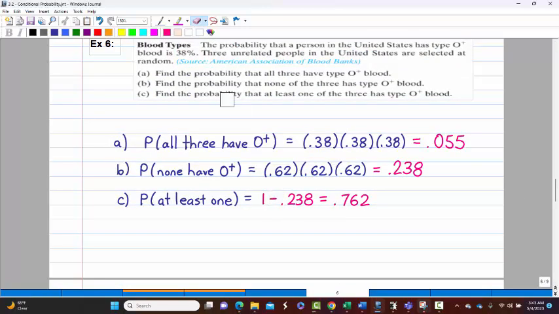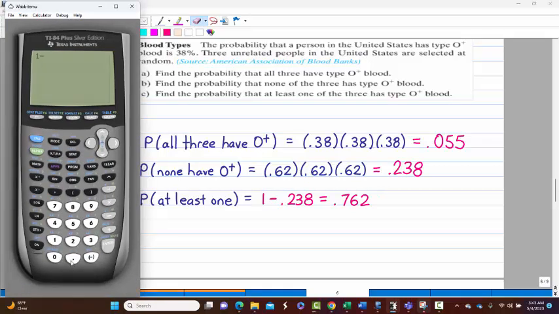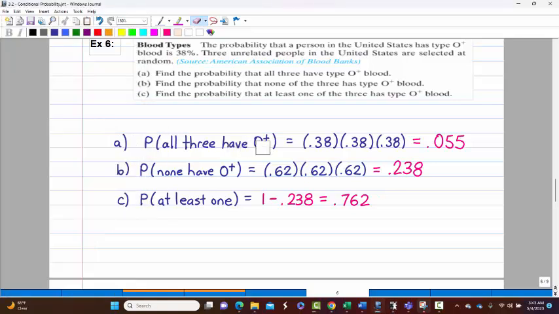This one says none have the type. Okay, I'll put this in here at least for you. If it's 38%, probably 0.38 that they have it. I'm not saying you have to do this in your head, not even this part. 1 minus 0.38 is 0.62. So none having it would be 0.62 times 0.62 times 0.62, which is 0.238.